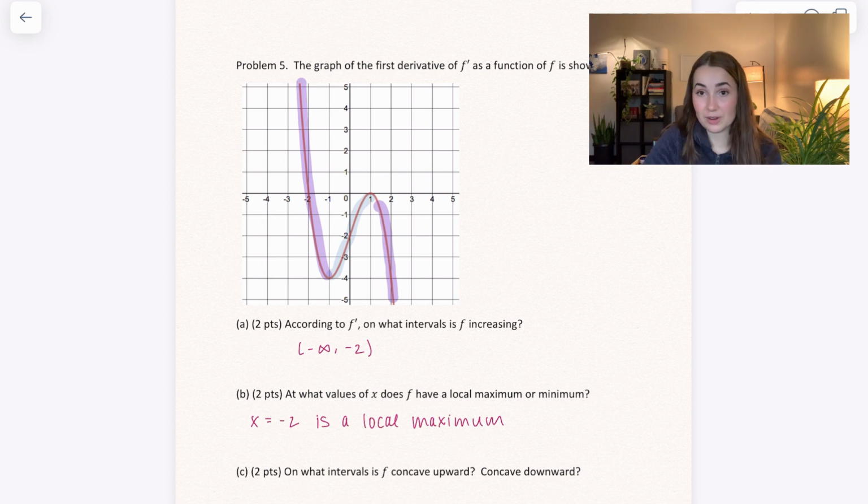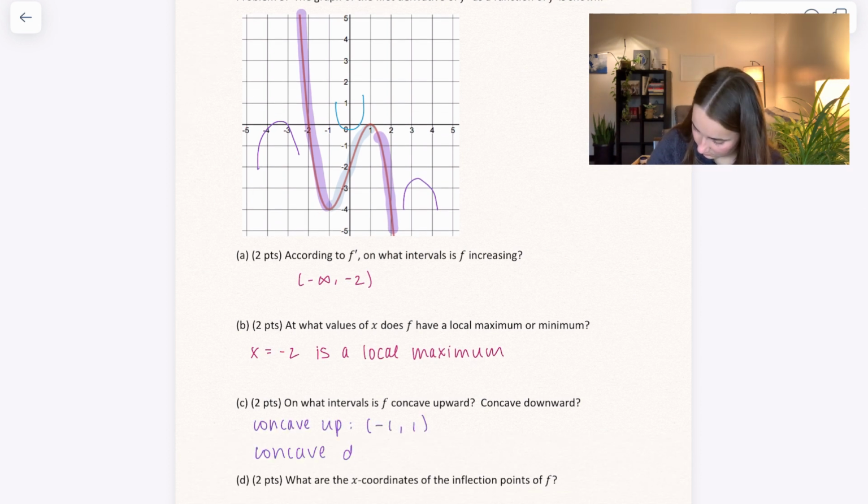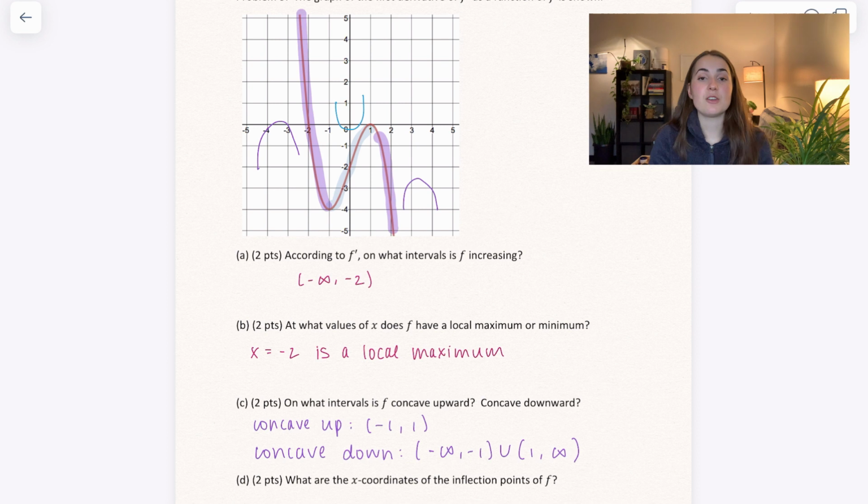When our first derivative is decreasing, that means our function is concave down. When our first derivative is increasing, that means we are concave up. So I'll go ahead and write that out. Remember that derivatives are the rate of change. So this function is our first derivative, and it represents the rate of change of the function.